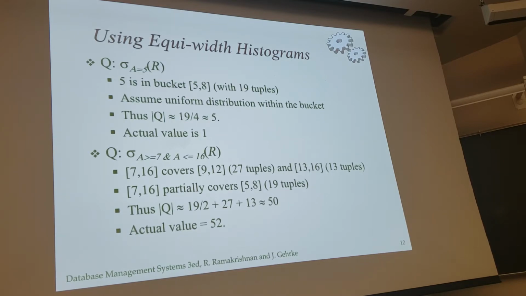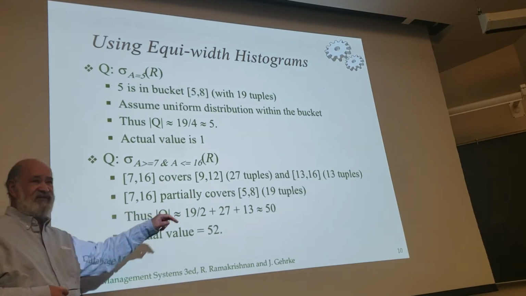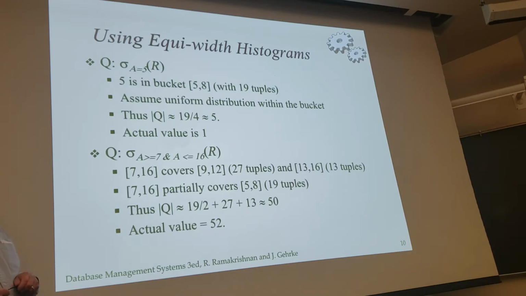But 7, 16 is a partial cover of the bucket that has 5, 8 in it. It doesn't cover all of it, but it does cover half of it. Okay? So 7, 16 is going to cover half of that. So we'll take the 19 tuples and we'll divide that by 2, maybe round it. We'll take 19 divided by 2 plus 27 plus 13, and that's a little less than 50. Again, there's no reason not to use 49 and a half. That's a little less than 50. The actual value is 52. Came up with a pretty good value this time. It varies. So that's the way that this approach works.